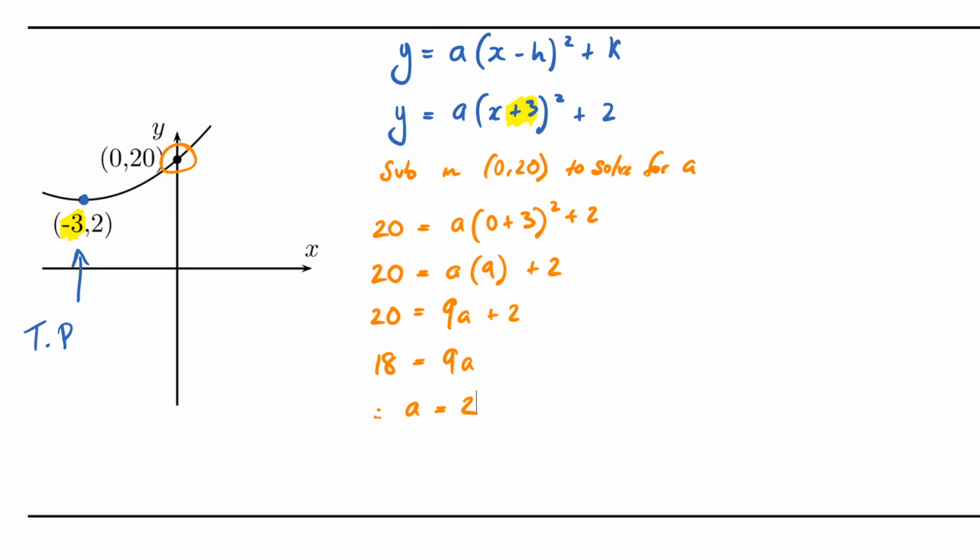So that means now I can write what my final answer is going to be. Therefore, y is going to be equal to, into my a spot, I'm going to put a 2. And then it's going to be (x plus 3) squared plus 2. And just like that, I have my answer. Let's give that a highlight. There it is right there. There is my answer.